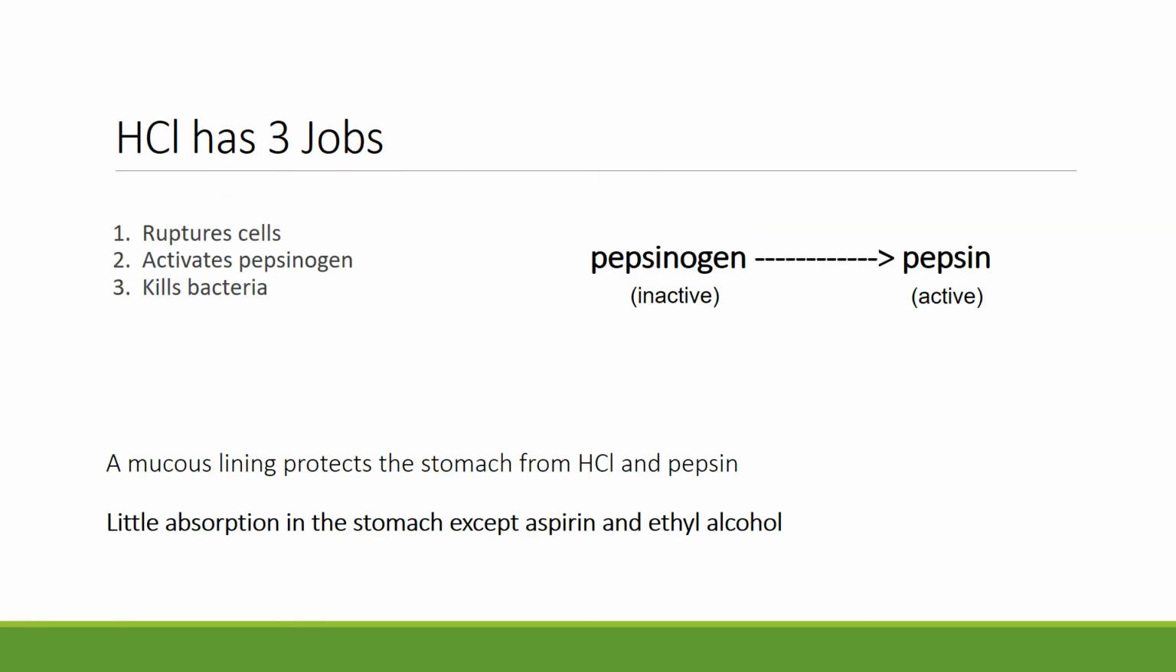HCl, or hydrochloric acid, has 3 very important jobs. It ruptures cells, it activates pepsinogen, changing it from an inactive form to an active form, and it kills bacteria. There's a mucus lining in the stomach that will protect it from HCl and the active pepsin and prevent it from being digested. There's little absorption that occurs in the stomach except for aspirin and ethyl alcohol.